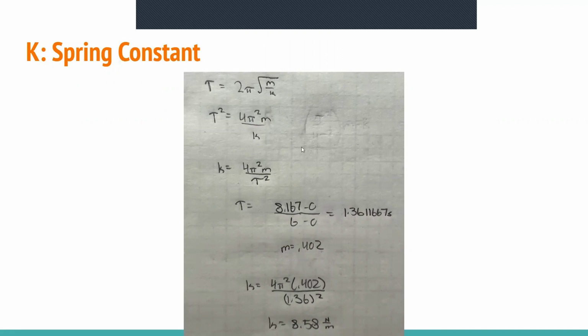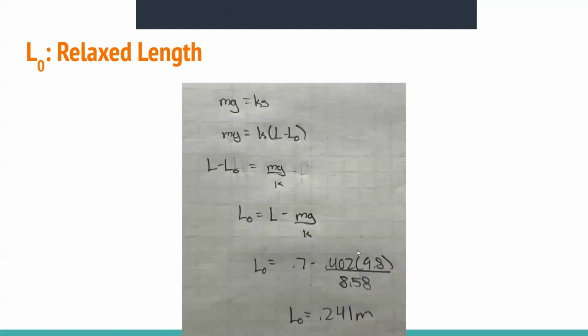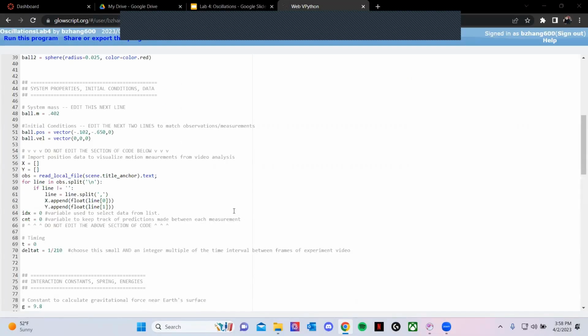Here we can see the spring constant calculation. Then, with the spring constant calculated, we can calculate the relaxed length of the spring, as we know all variables to calculate such, as shown here. With this information, we can code and predict the motion of our spring in WebVPython.